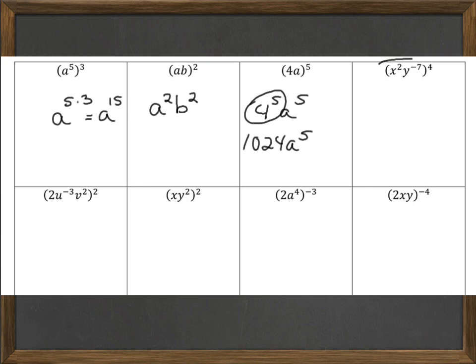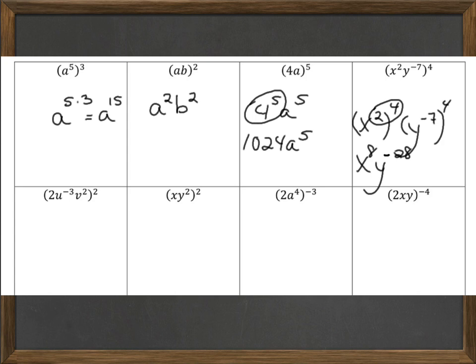All right, now we're getting into an example where this is something you might actually see on a homework or a quiz. So we have x squared y to the negative 7th quantity raised to the 4th power. So we're going to have x squared raised to the 4th power, and then y to the negative 7th raised to the 4th power. Again, we're applying our power rule, which tells us to multiply our exponents. 2 times 4 is 8. Negative 7 times 4 is negative 28.